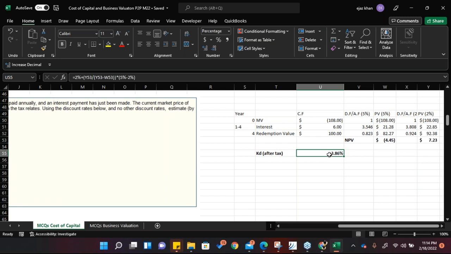Do you people know the reason why we are saying we are paying 3.86% to our investors, whereas the interest is 6%? Why do we still say that we are paying 3.86% to our investors, despite paying a higher interest? The effective rate is 3.86%. Why is that so? Why do you think that's the case? Don't you people think that the cost of debt should have been at least 6%, as this is what we are paying to our investors?